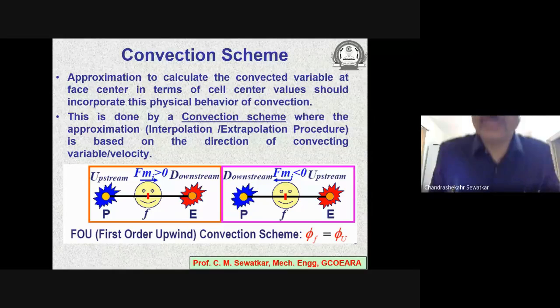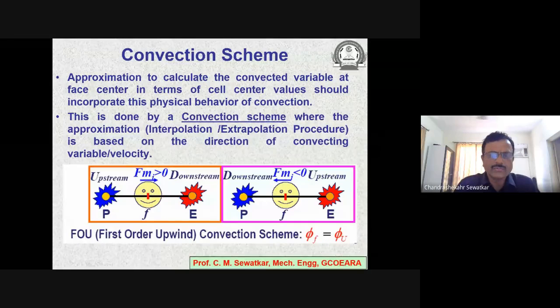So what we do when we talk about the first order upwind scheme, we assign the value of the upstream cell center to the face of the control volume. So phi f is always equal to phi u. When the flow is in the positive x direction, this phi f will be phi p. When it is in the negative x direction, phi f will be phi e.